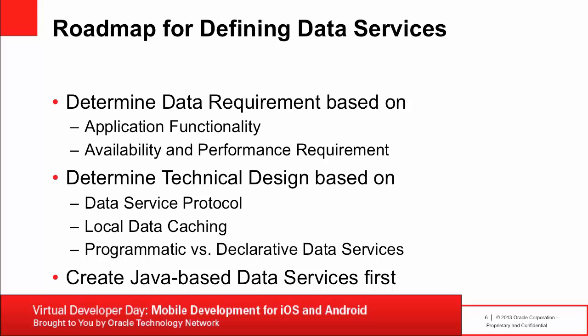Now, once you understand the functionality, performance, and availability requirements, you can then determine what data services protocol is best suited for the application and whether local data caching is needed. You can then determine which services can be accessed entirely declaratively and which services require accessing through Java code.